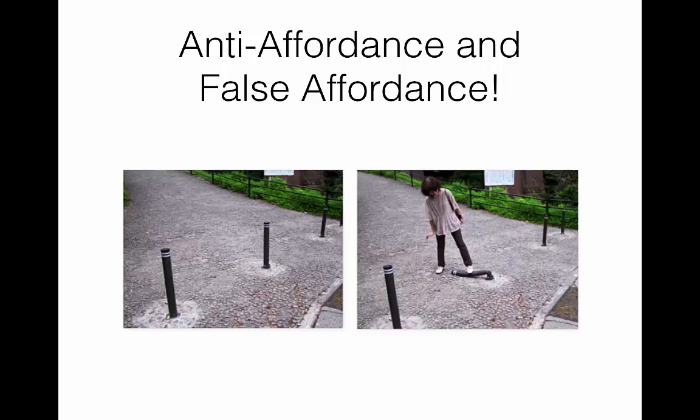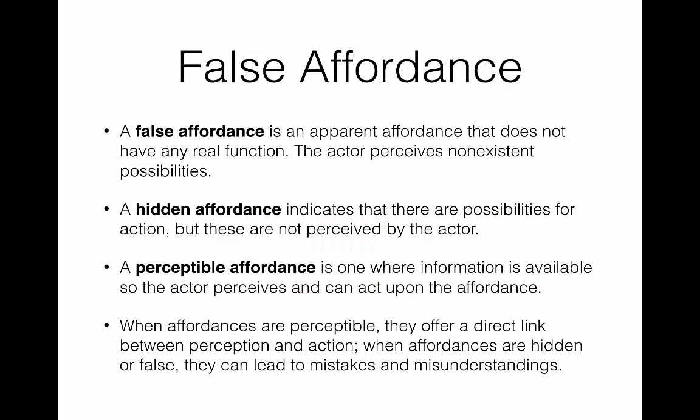So we can have affordances and we can have false affordances. We can also have anti-affordances and false anti-affordances. Is that all? No, not quite. In addition to having an affordance or an anti-affordance, and in addition to having a true affordance or a false affordance, an object may also have a hidden affordance or a perceptible affordance. Let's look at the definitions in this slide.